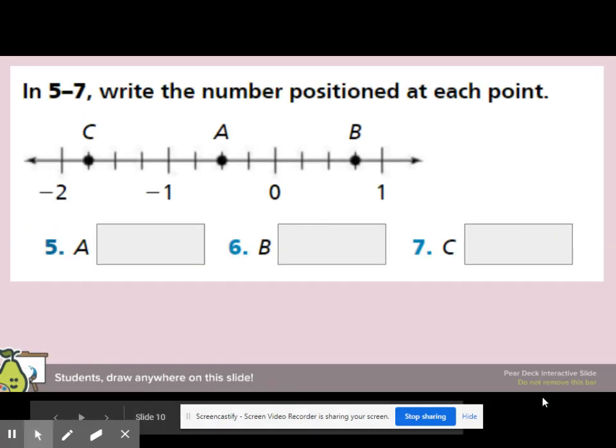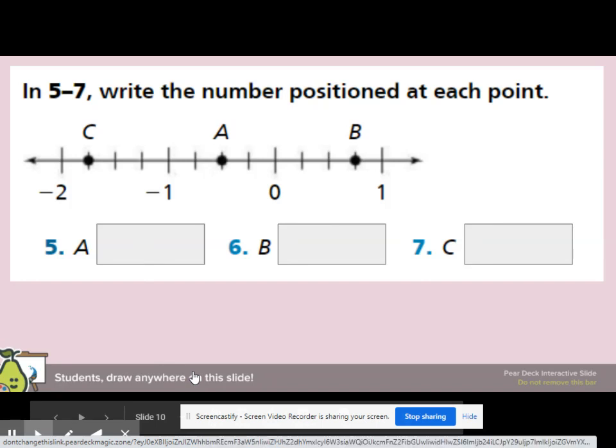Okay, I think this might be your last question. You need to write what is the rational number for the location of each letter. Okay, so pause it, jot it down on some paper. You can write it as a fraction or a decimal. It's up to you.